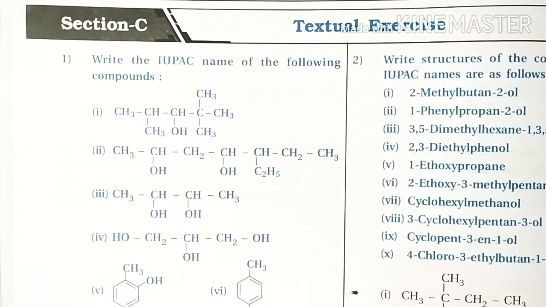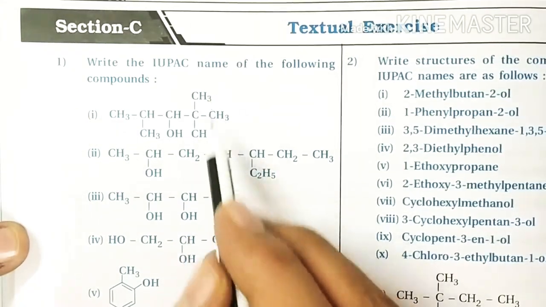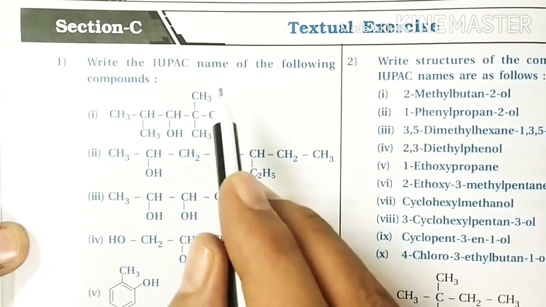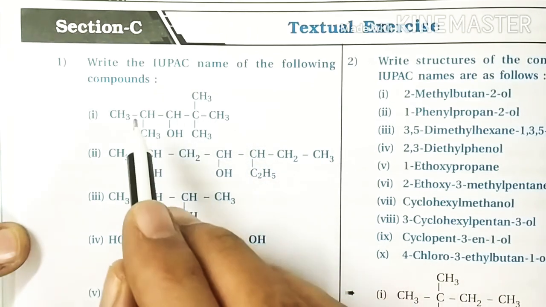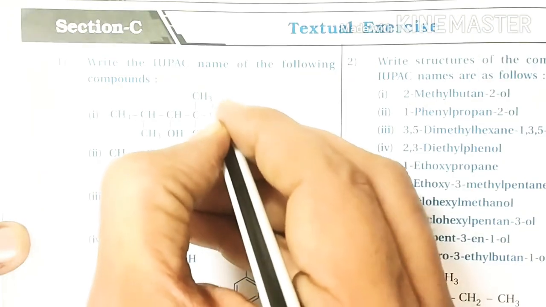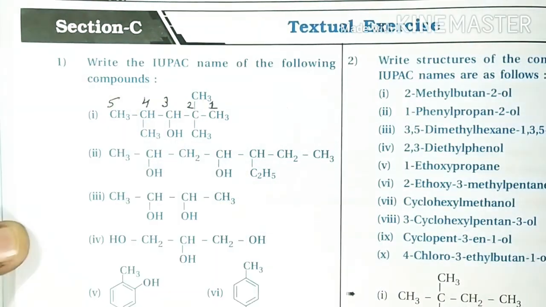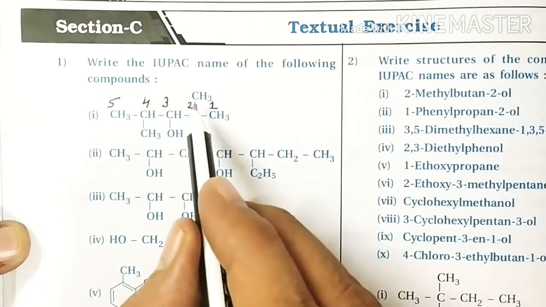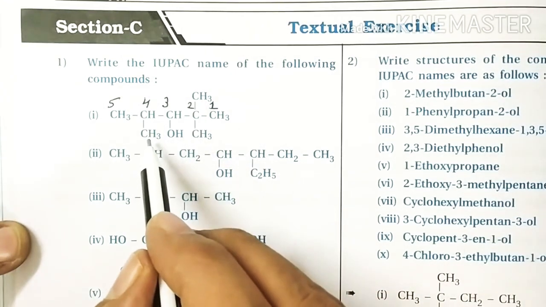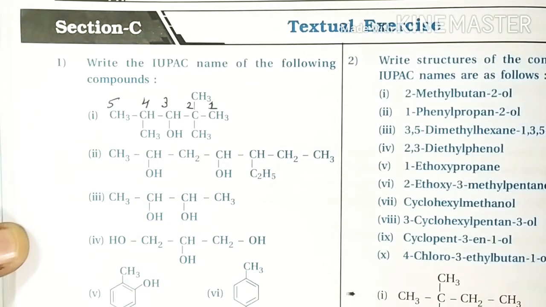So fine. We start with this first structure. There is a 2-methyl group on the right hand side compound, so there is a high density towards this right hand side. We give the number in such a way that, because OH is more powerful than the remaining functional group, we number it 1, 2, 3, 4 and 5. So the name of this compound is 2,2,4-trimethylpentane triol.